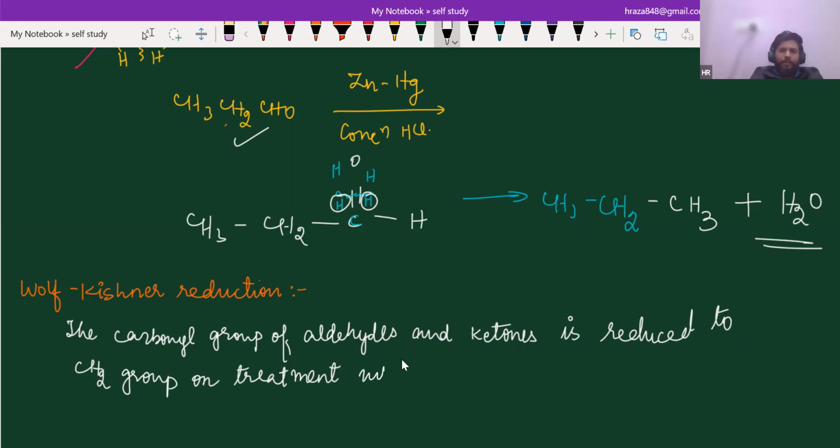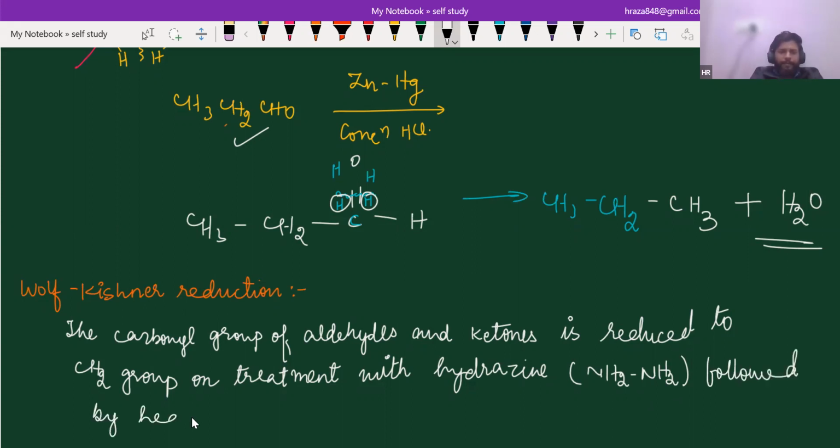On treatment with hydrazine. Hydrazine is basically NH2, NH2. This is the chemical formula for hydrazine. Followed by heating with sodium or potassium hydroxide.